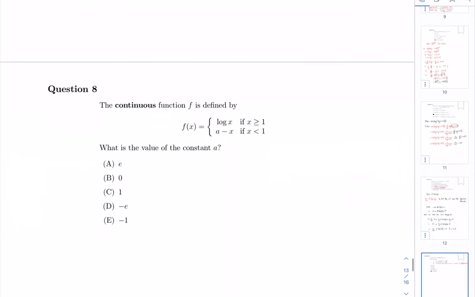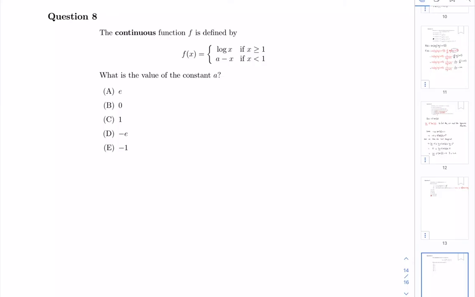Moving right along to question number 8. Question number 8 gives us this piecewise function. And with this piecewise function, we want the function to be continuous. So if the function is continuous, then we must have the limit existing at that point, and the limit must be equal to the function. So here let's try and find the limit.